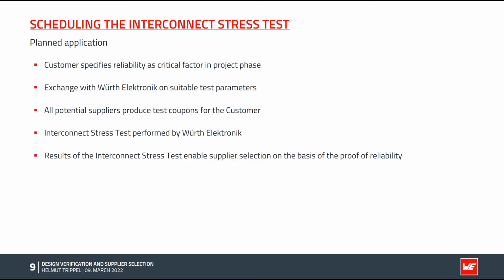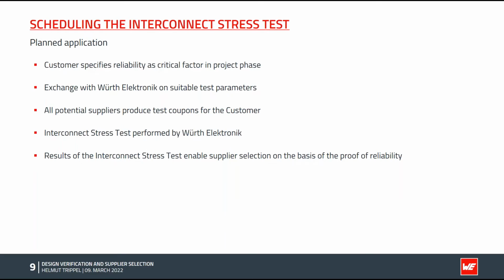Now, what is a planned application, and how can it look? Here again, a real-world example. We have a customer who specified reliability as a critical factor in the project phase and exchanged with us about suitable test parameters, so he would be able to have the reliability that is required for his application. All potential suppliers produced the test coupons for the customer, and the customer then came to us for the performance of the interconnect stress test.